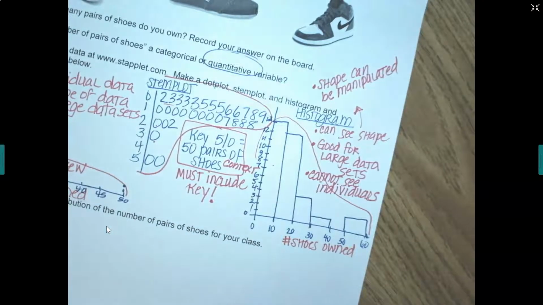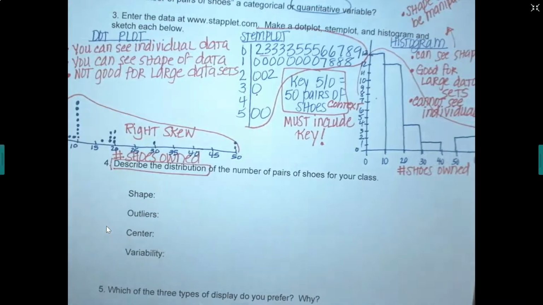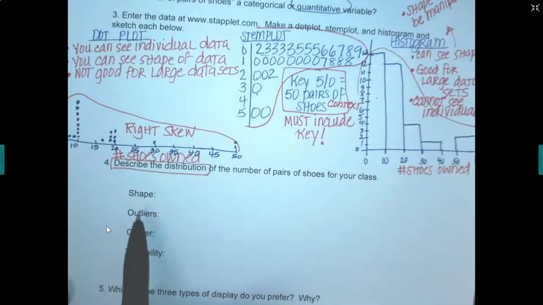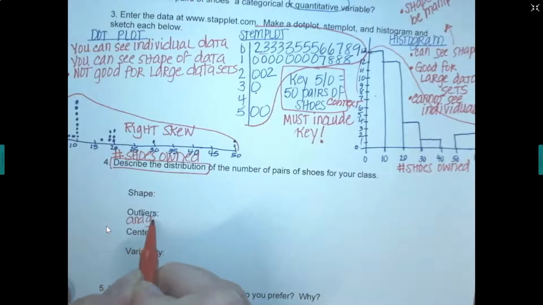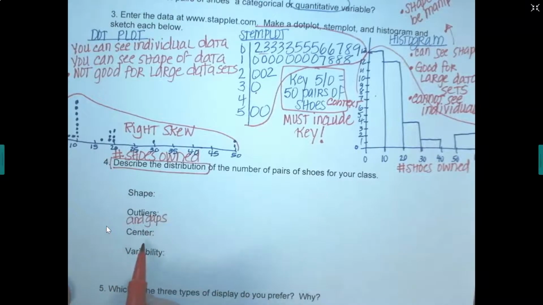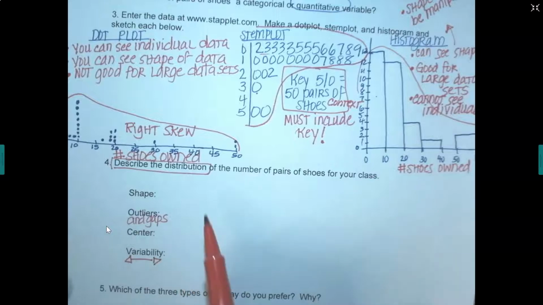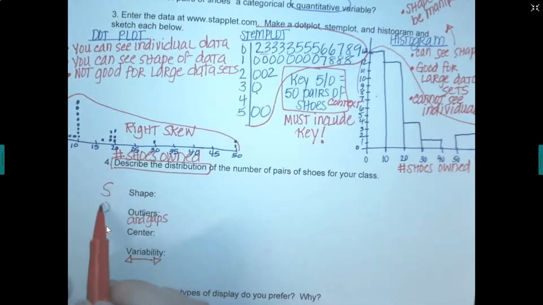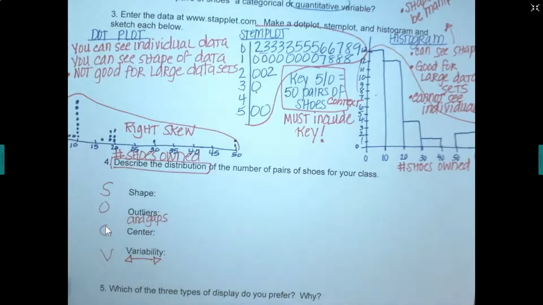There's 4 things I always want you to talk about when describing a distribution. So we're going to describe the distributions. Okay, you always want to talk about shape. You want to talk about outliers and gaps. Center. Okay, and we're going to talk more about that in just a second. And variability, meaning variability is this direction, side to side. How spread out is your data? So what I like to do a lot of times is I'll write the first letters S, O, C, V on my paper, and then I'll talk about each of those things to be sure that I have addressed them.